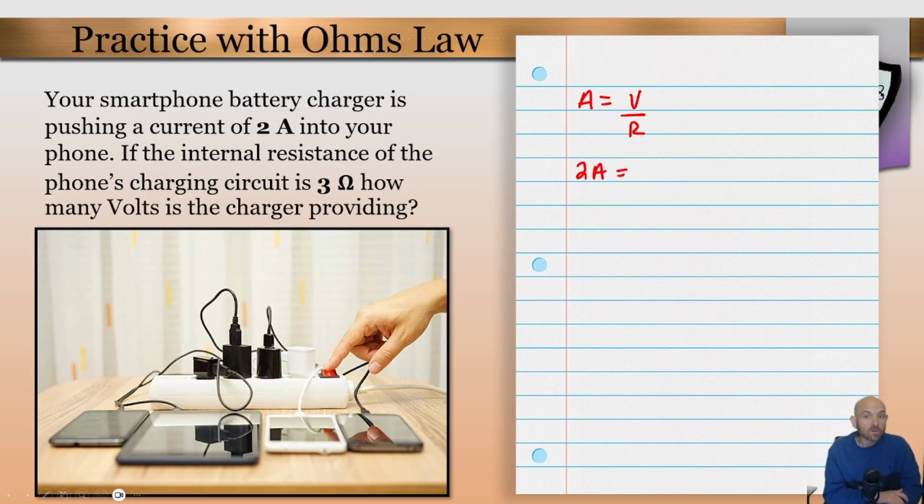If the internal resistance of the phone's charging circuit is 3 ohms, how many volts is the charger providing? So we don't know V, but we do know that the resistance is 3 ohms. Now we have a little bit of algebra to do to solve for V. To solve a problem with the unknown in the numerator and known values in the denominator, we multiply both sides by that denominator. Multiply both sides by 3.